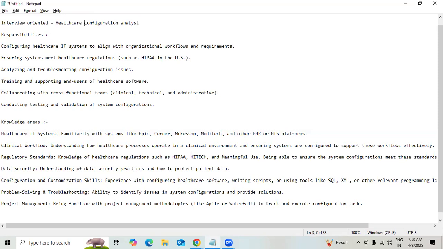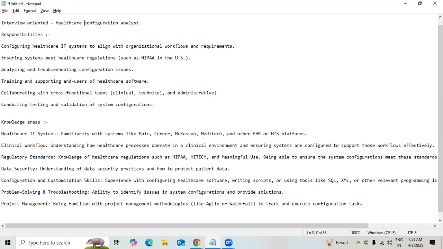So if we are planning to work as a healthcare configuration analyst, today I'm going to explain two basic things. One is the responsibilities that we need to be rendered with, followed by the kind of knowledge areas we must be good and familiar with. Following this, the interview orientation part I will cover in the next session.